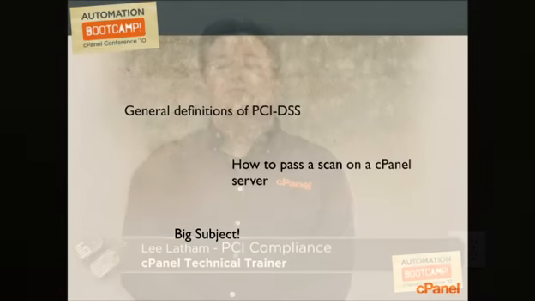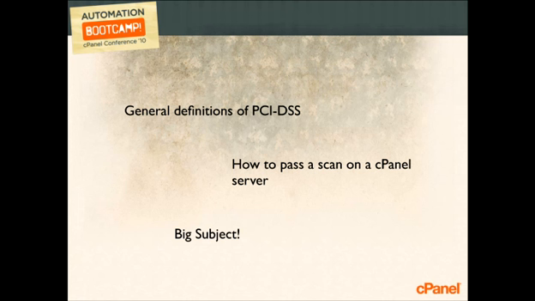Today we're going to be talking about two major areas. First, general definitions of PCI DSS. Basically that's the data security standard. And also how to pass a scan on your cPanel server. PCI compliance is a very large subject. We can't really cover everything in here. We're really going to be focusing on general concepts and how to pass a scan on your cPanel server.